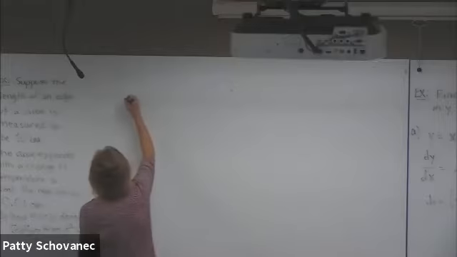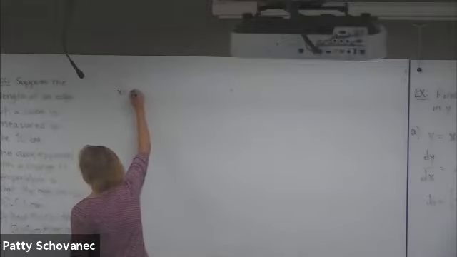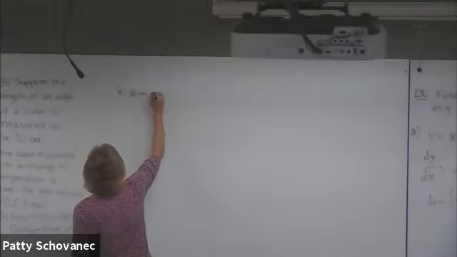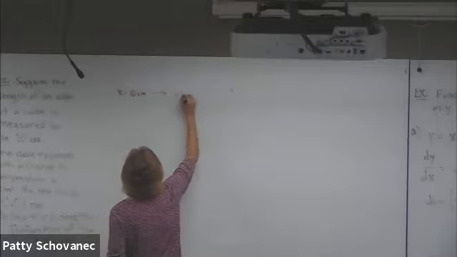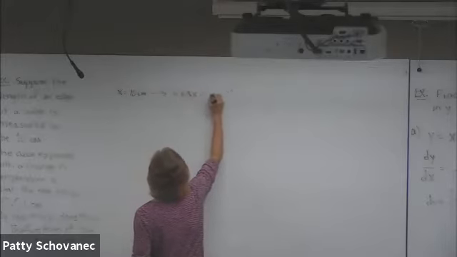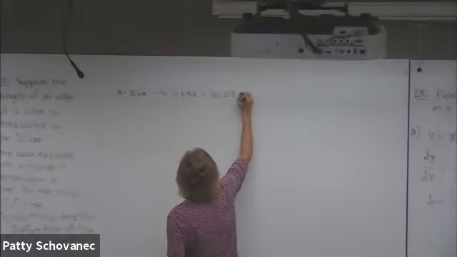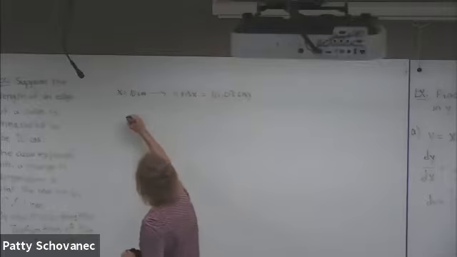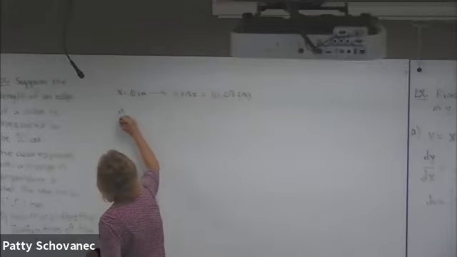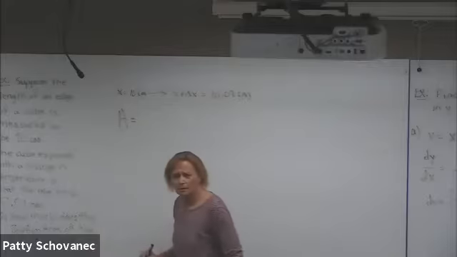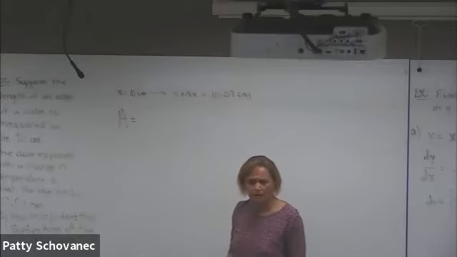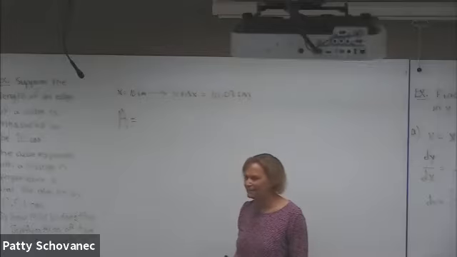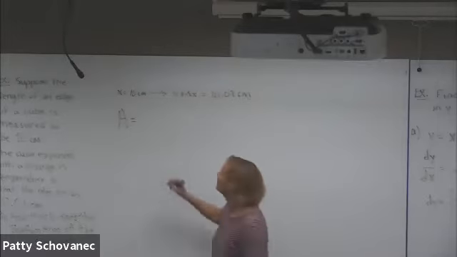In other words, x initially is 10 centimeters and it changes to 10.01 centimeters. Here I have a particular surface area. What's the area of a cube? How many faces does a cube have? What's the area of each face? It's a square. There we go.